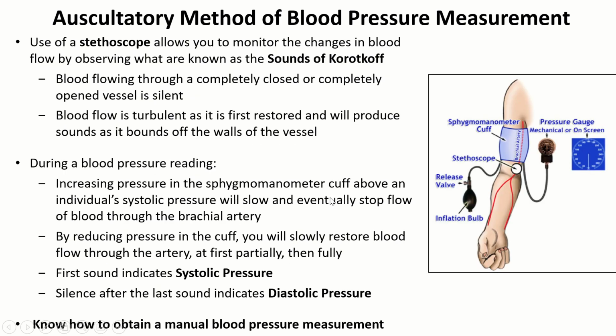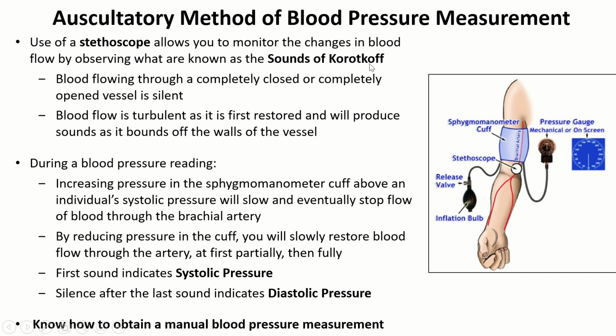Now, other groups within the lab will be utilizing blood pressure measurement. So there are 2 methods of blood pressure measurement, one of which is the auscultatory method. And this is the method that requires you to hear the sounds of blood flow in order to indicate appropriate pressures. This requires the use of a stethoscope, and that stethoscope will monitor changes in blood flow, and those sounds that they're monitoring are known as the sounds of Korotkoff.